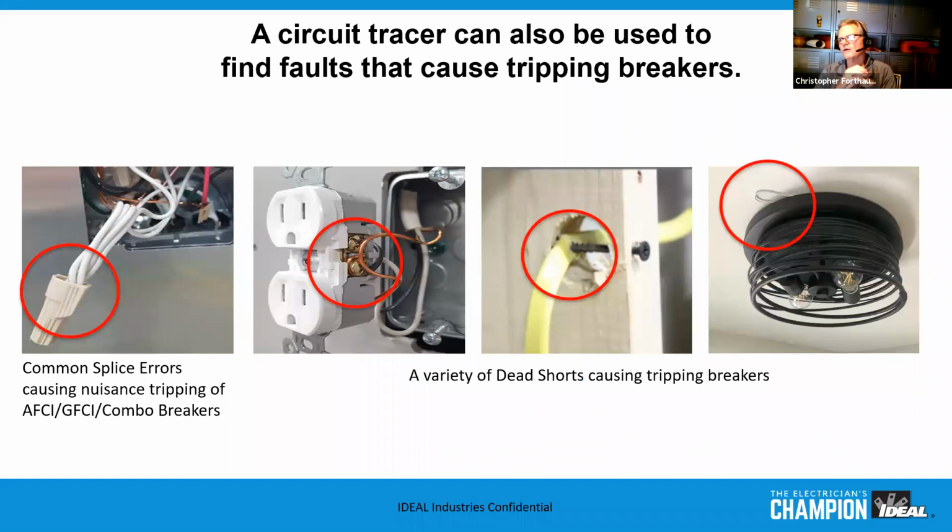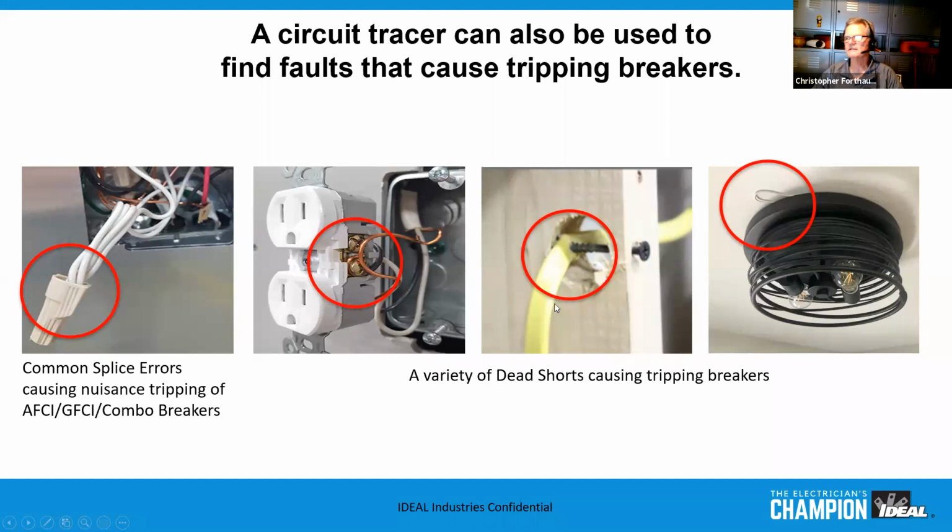The circuit tracer can also be used to find faults that cause tripping breakers. Something that's come in since the advent of the code changes with AFCI, GFCI combo breakers are common splice errors that cause nuisance tripping of those particular breakers. Also, you see in the second picture here, a dead short condition, or sometimes you get in a hurry and forget to stick that ground wire back in the back of the box, and it comes up around and shorts out on one of the lugs.